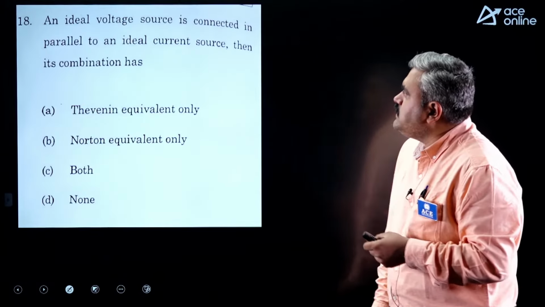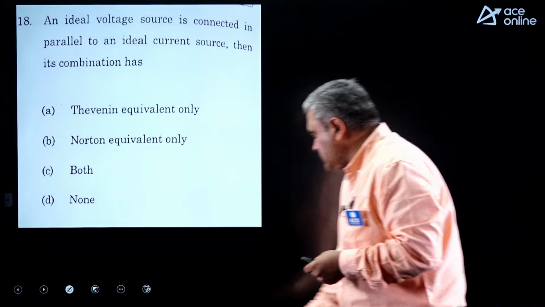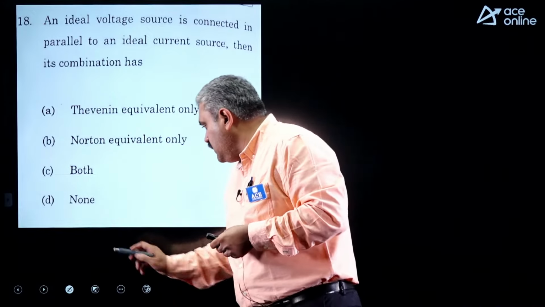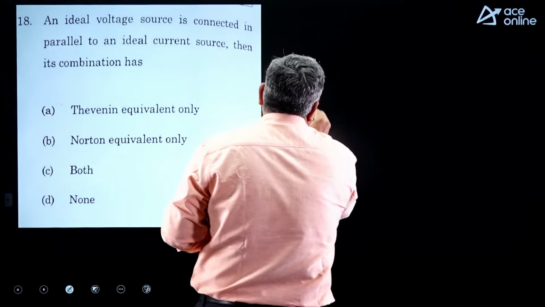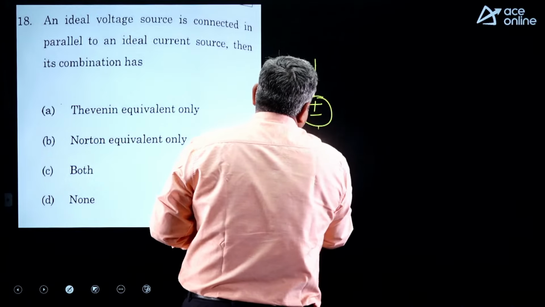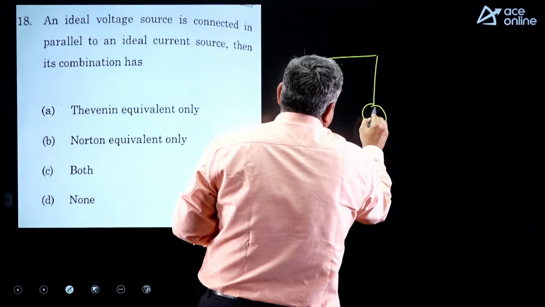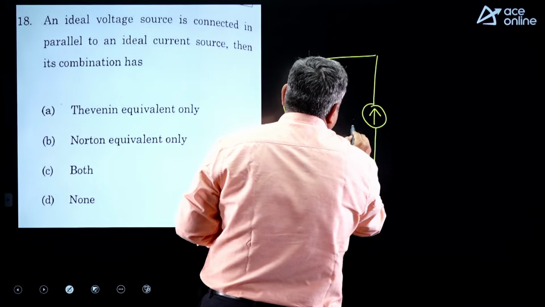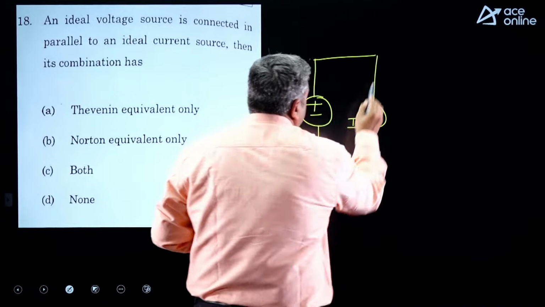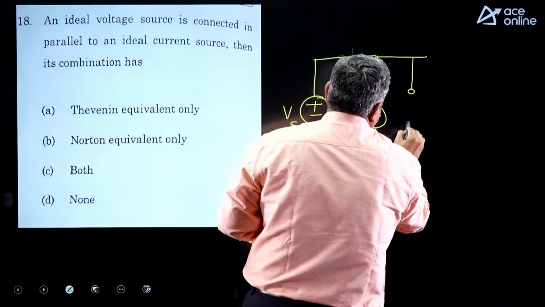Next, an ideal voltage source is connected in parallel with an ideal current source. So what is the meaning? Ideal voltage source means the internal resistance is 0. It should be connected in series, so 0 resistance. Ideal current source means internal resistance is infinite, which should be connected in parallel. So you can represent an open circuit branch.